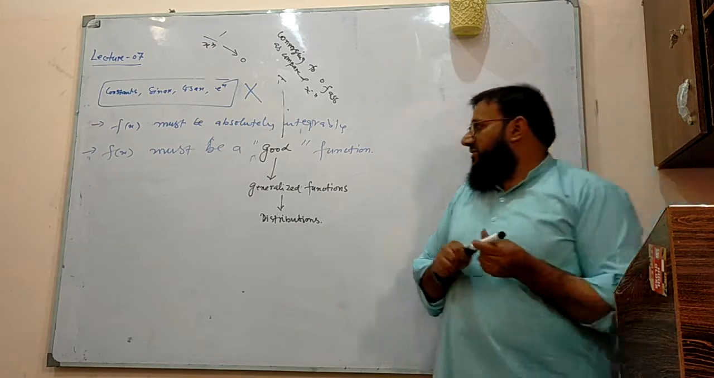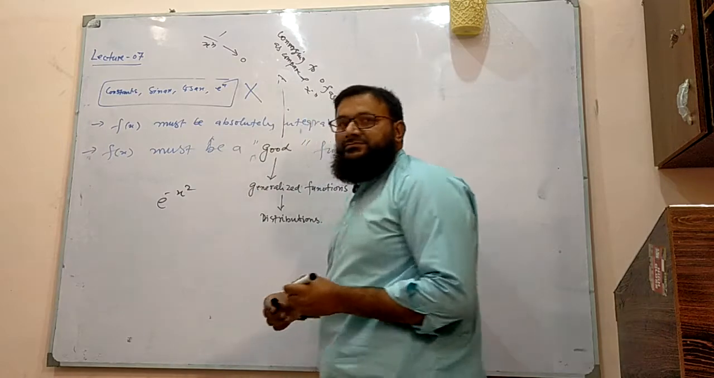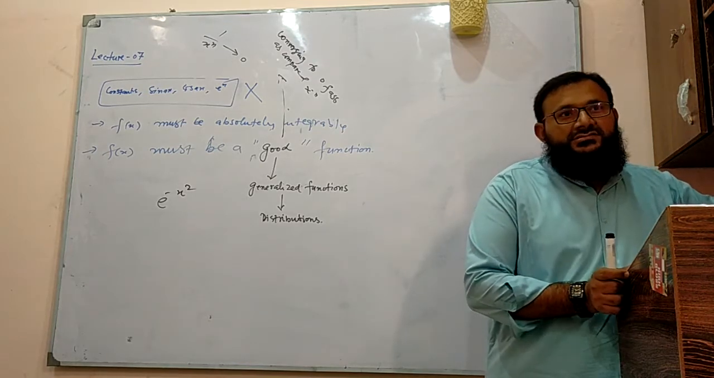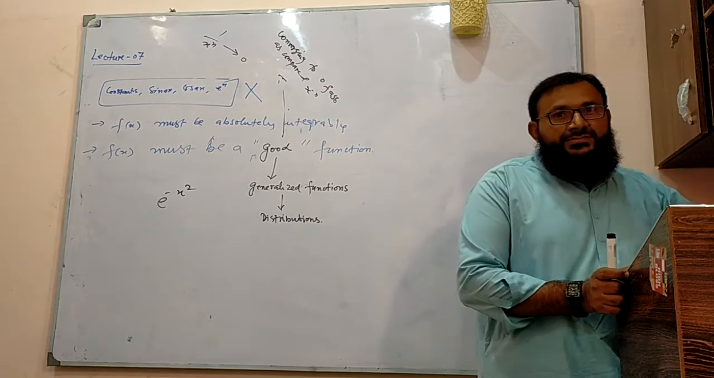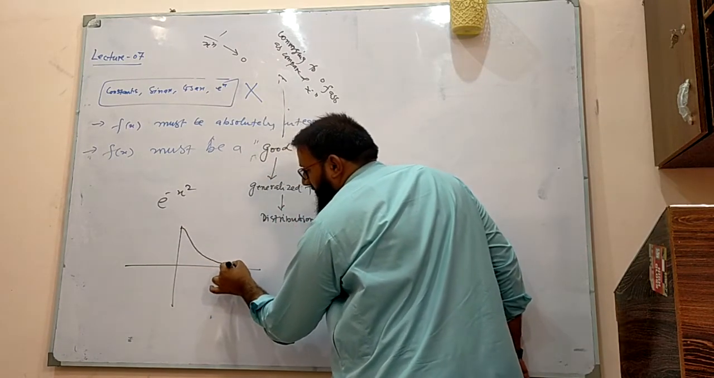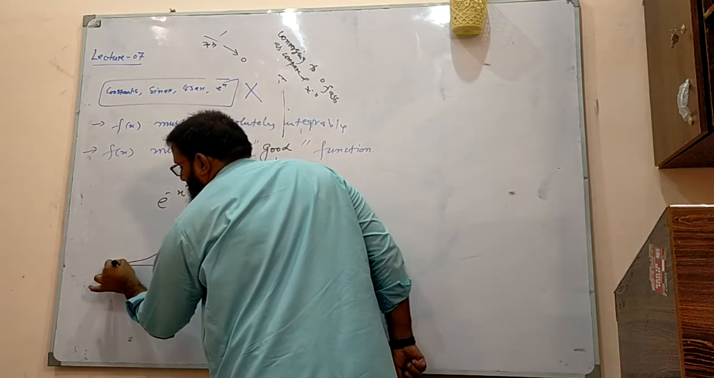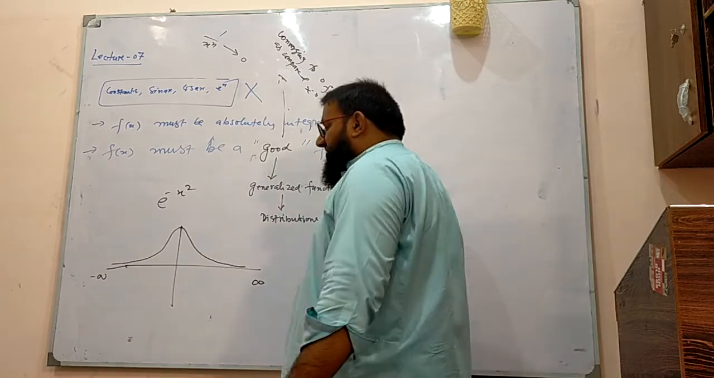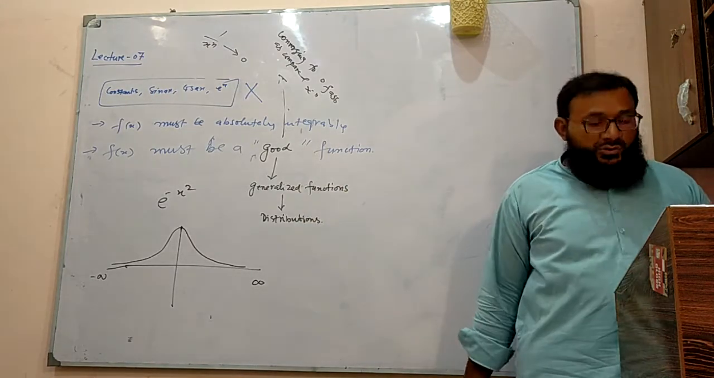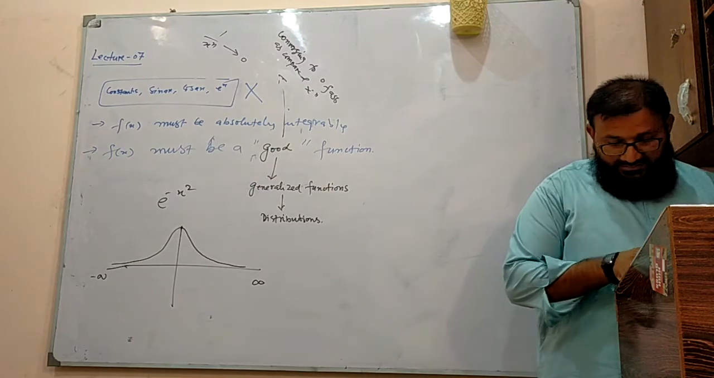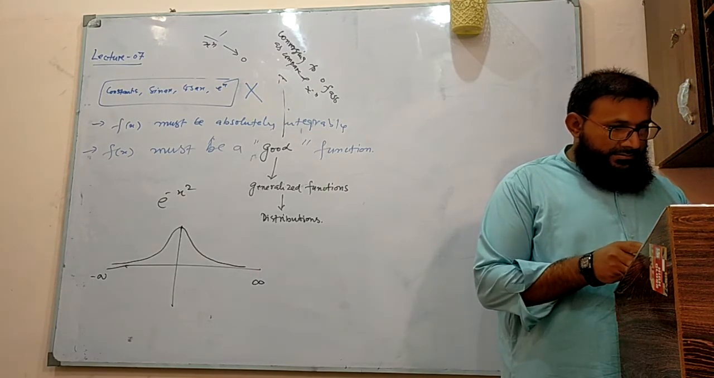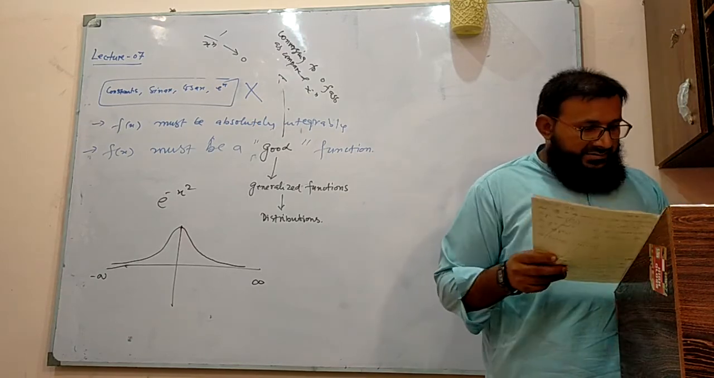For example, you can find the Fourier transform of this function. Does it go to 0 as x tends to infinity? Obviously. Its behavior is that when you go to positive infinity, this converges to 0, and when you go to negative infinity, this also converges to 0. If this is the behavior of the function, we can find its Fourier transform. Otherwise, we can't. So this is what we call a good function. Okay, so let us reserve a few things for the next class.